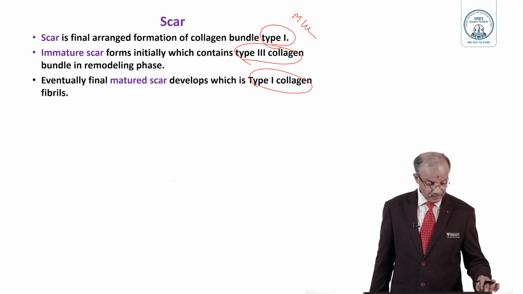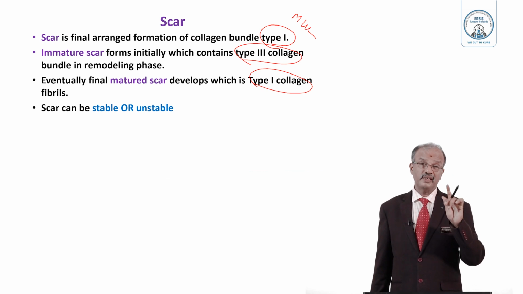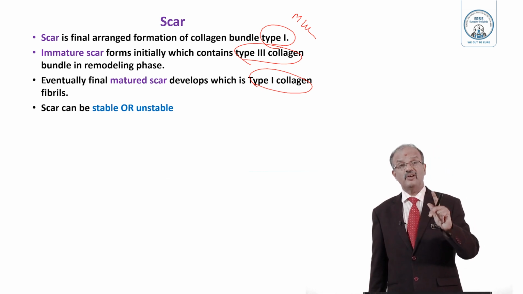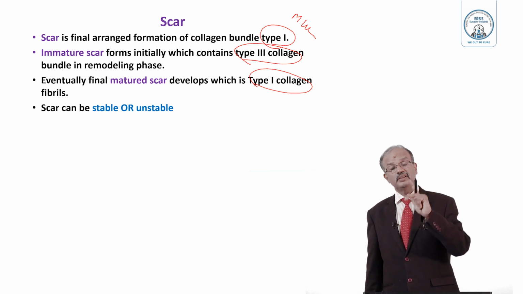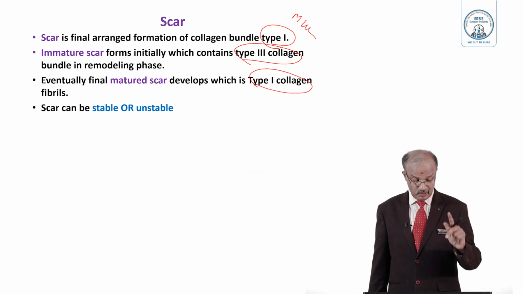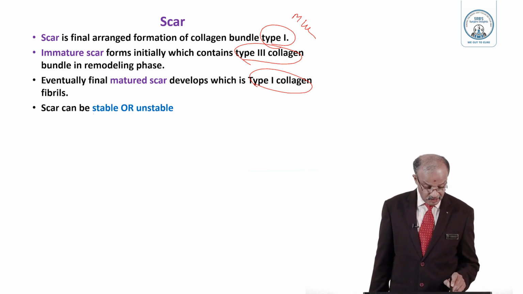That is type 1. Whereas hypertrophic scar and keloid are type 3. So immature scar, hypertrophic scar, keloid are type 3 collagen. Mature scar or final scar is type 1 collagen. That is the MCQ question. Remember, don't get confused. So scar can be stable or unstable.